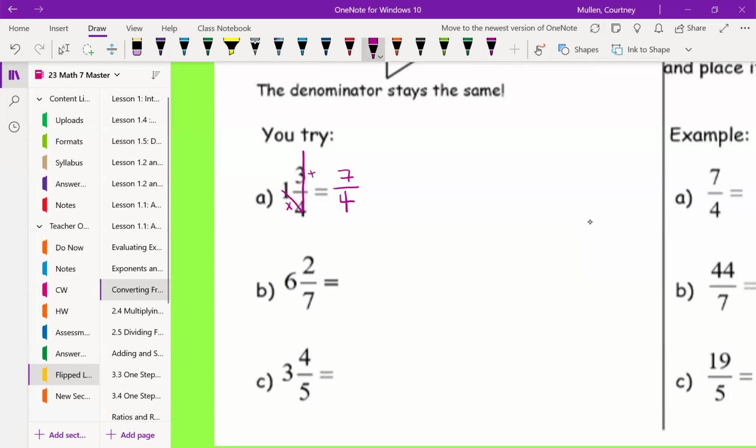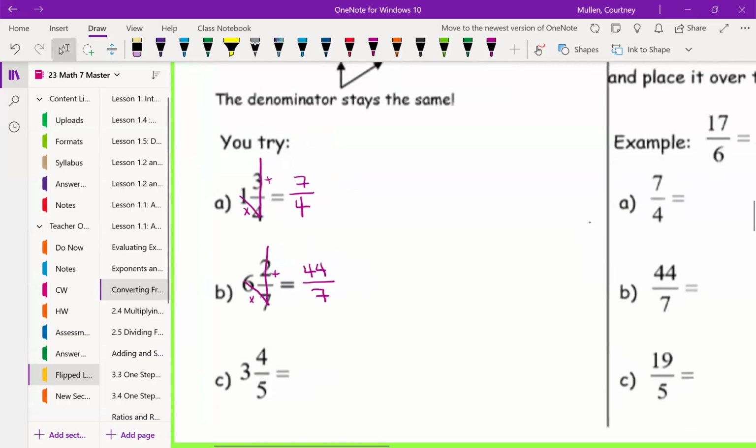Let's try B. The whole number 6 times the denominator 7 is 42, plus 2 makes that 44. The denominator stays the same, so we have 44/7. You try C.